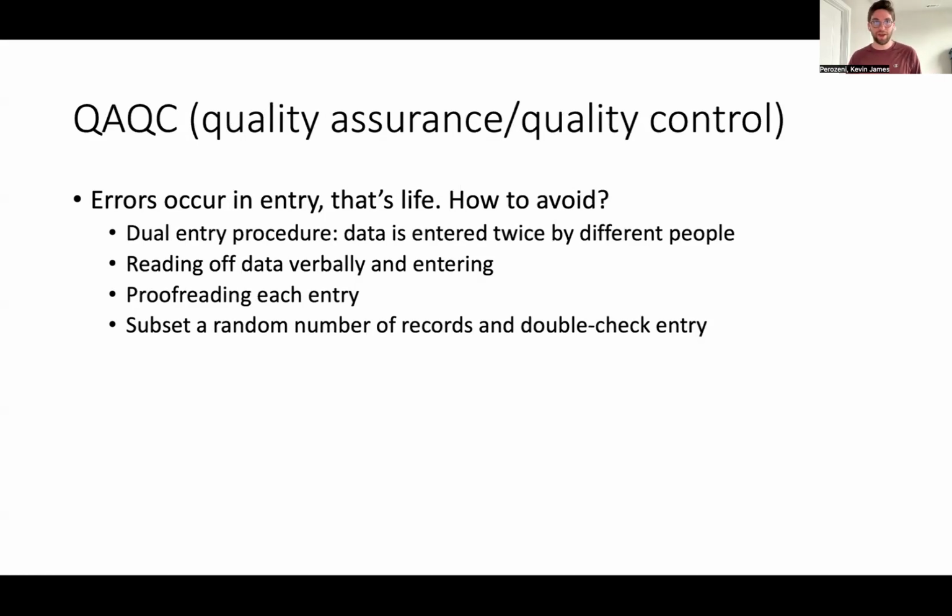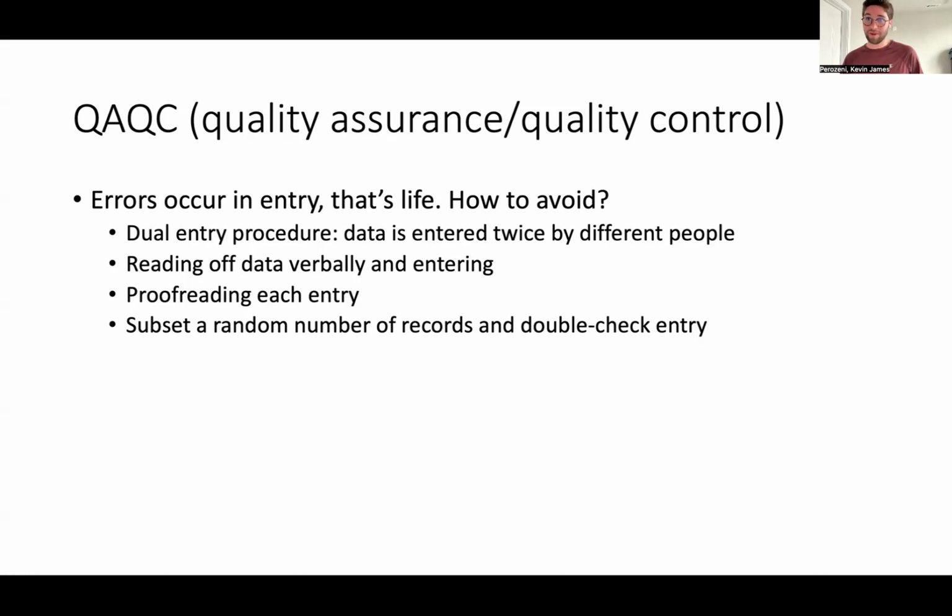Another big one, QA/QC, quality assurance and quality control. Errors occur in entry, and that's life. How do we avoid it? And kind of what I've been talking about throughout this is you're already trying to take steps to avoid errors in these entries, by setting up a good data sheet, keeping legible handwriting, making sure that it's big enough. But there are some other things that we can do.